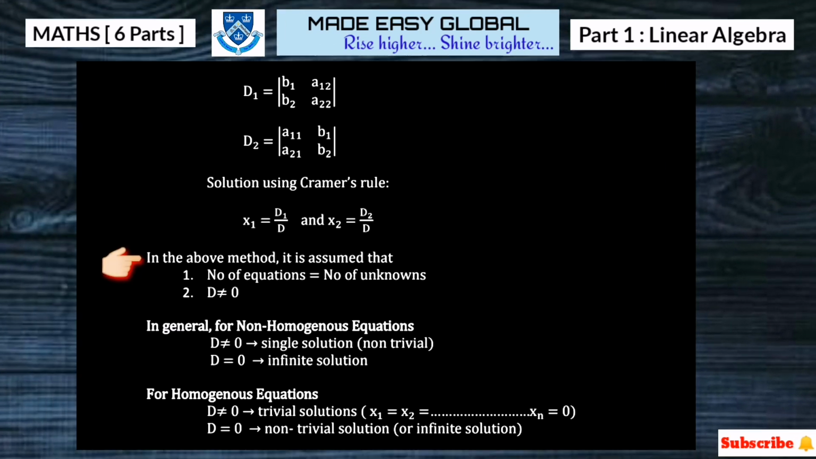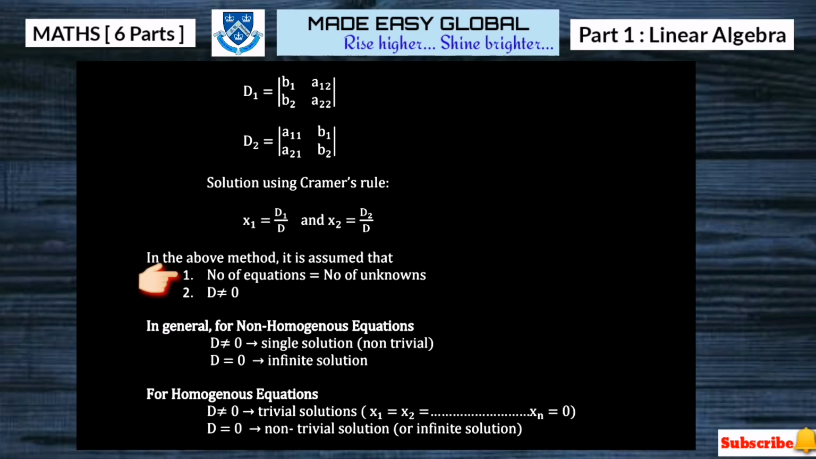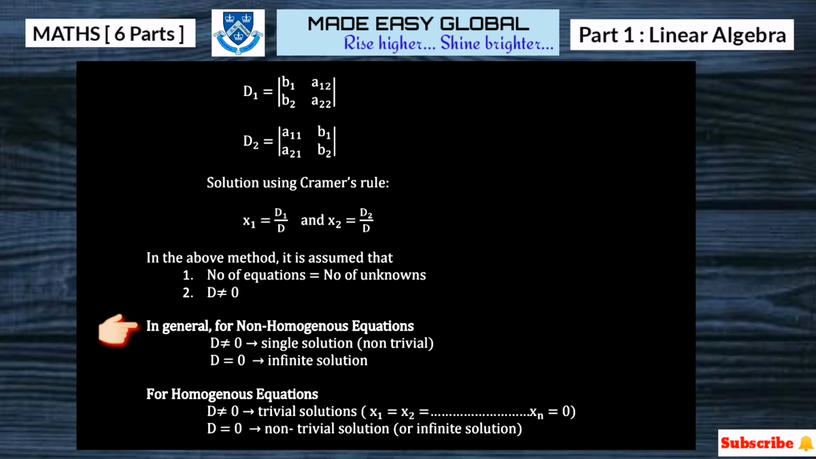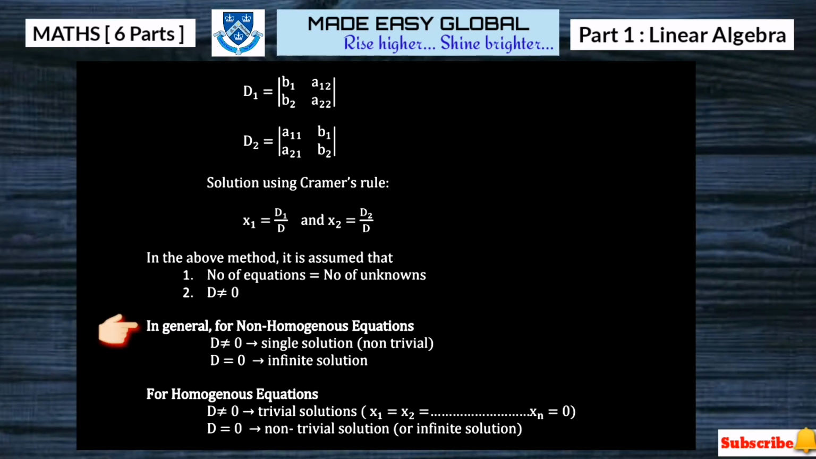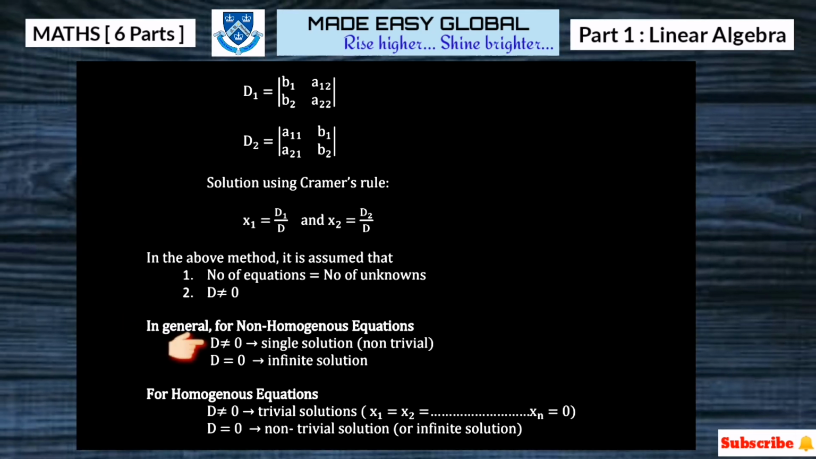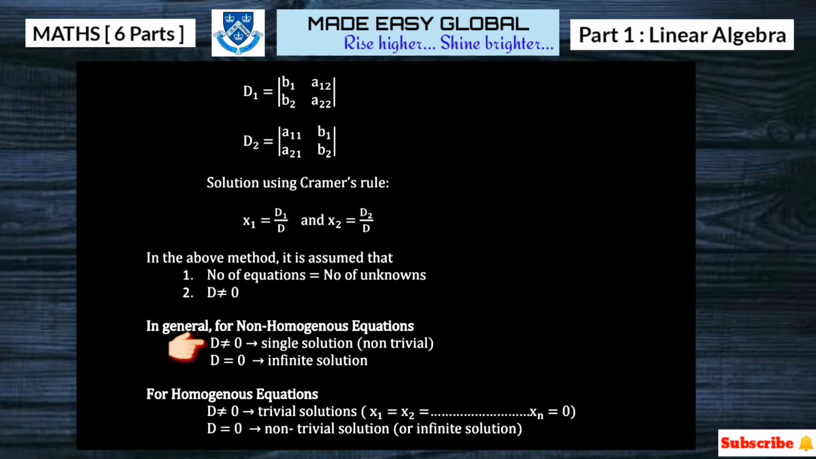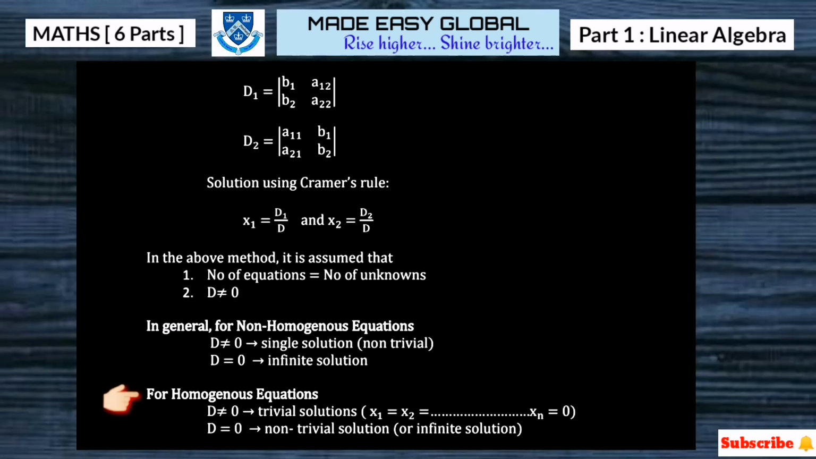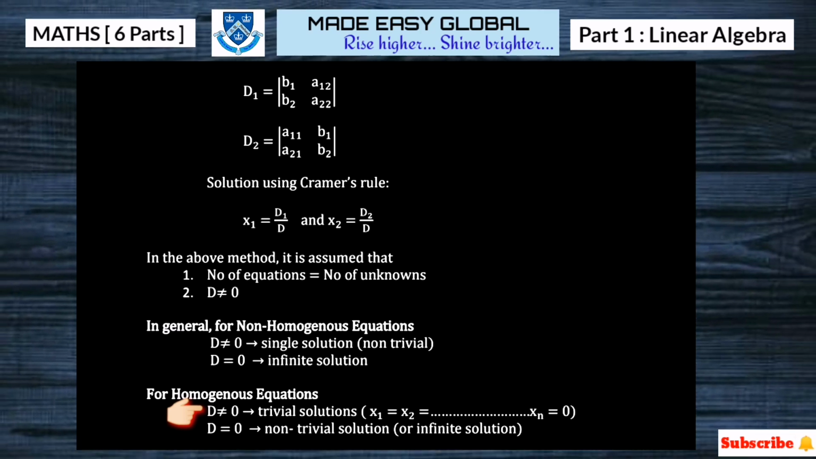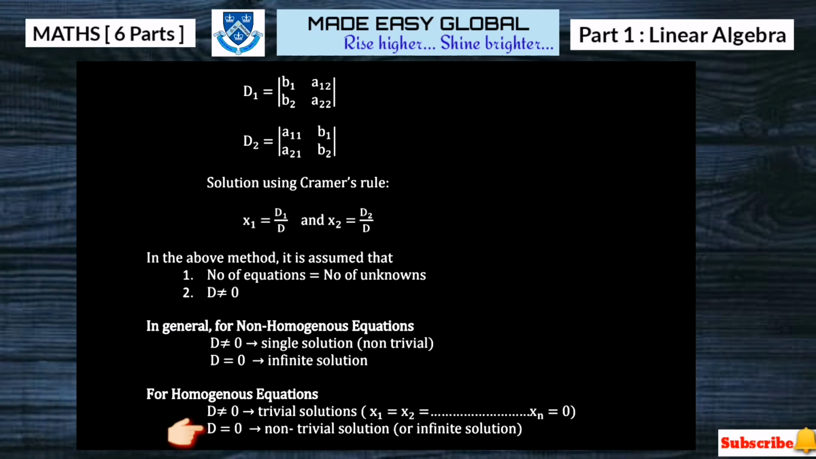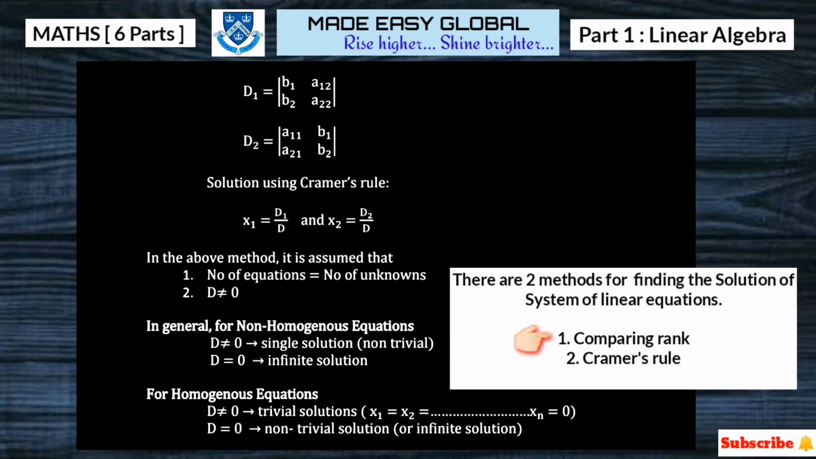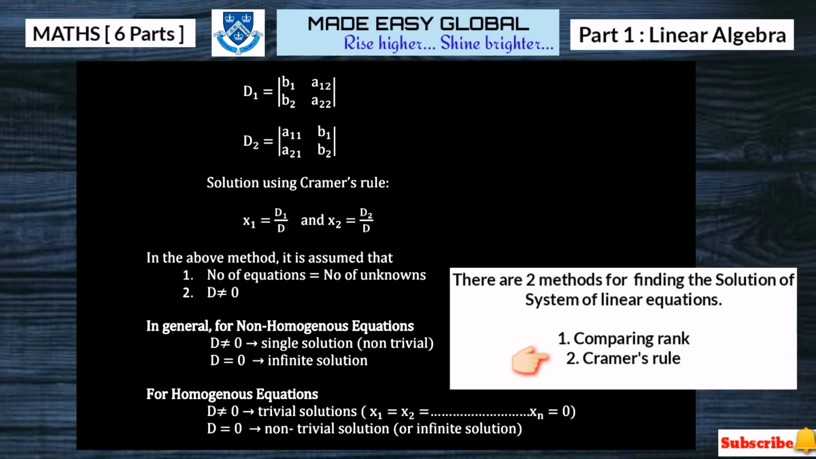In the above method, it is assumed that, first, the number of equations is equal to the number of unknowns, and second, mod D, or you can say the determinant, is not equal to 0. So using Cramer's rule also you can find whether there is a single solution or infinite solutions. Here these are the conditions. In general, for non-homogeneous equations, if mod D is not equal to 0, then there is a single solution. If D = 0, then infinite solutions. For the homogeneous equations, if D is not equal to 0, then trivial solutions, and if D = 0, then non-trivial or infinite solutions. So these are the two methods. First, by finding the rank you can find the solutions, and in the second method you can use Cramer's rule also.